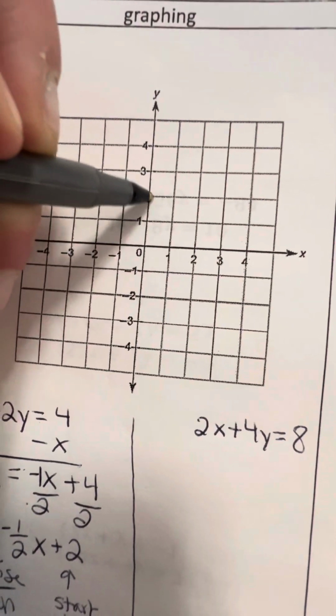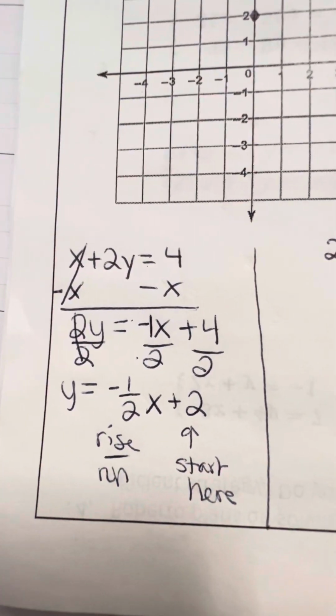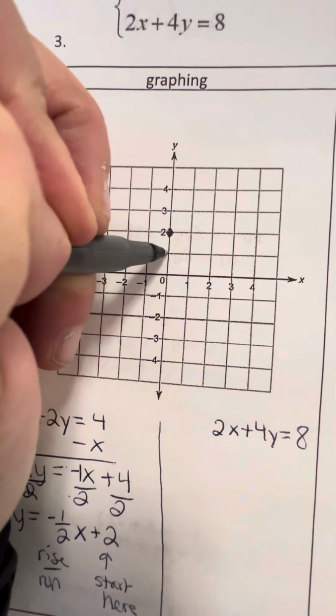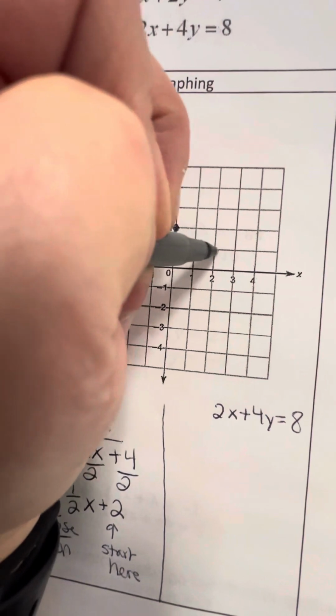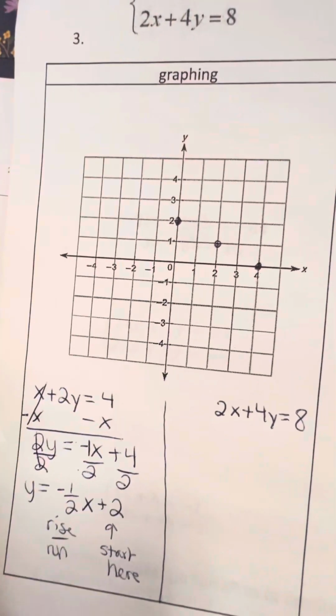So we're going to start at +2 on the y-axis, which is right here. And then we're going to rise -1, which is actually a fall, and then we're going to go right 2. And we're going to keep going. Down 1, right 2. If I go any more, I'm going to be off of this graph.